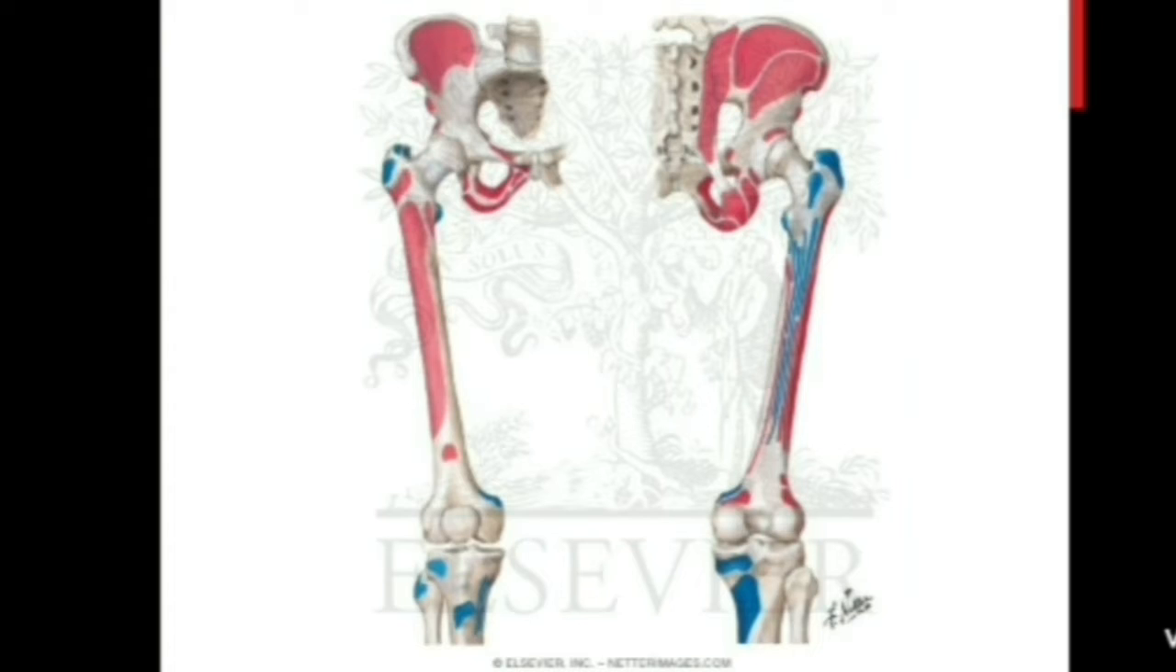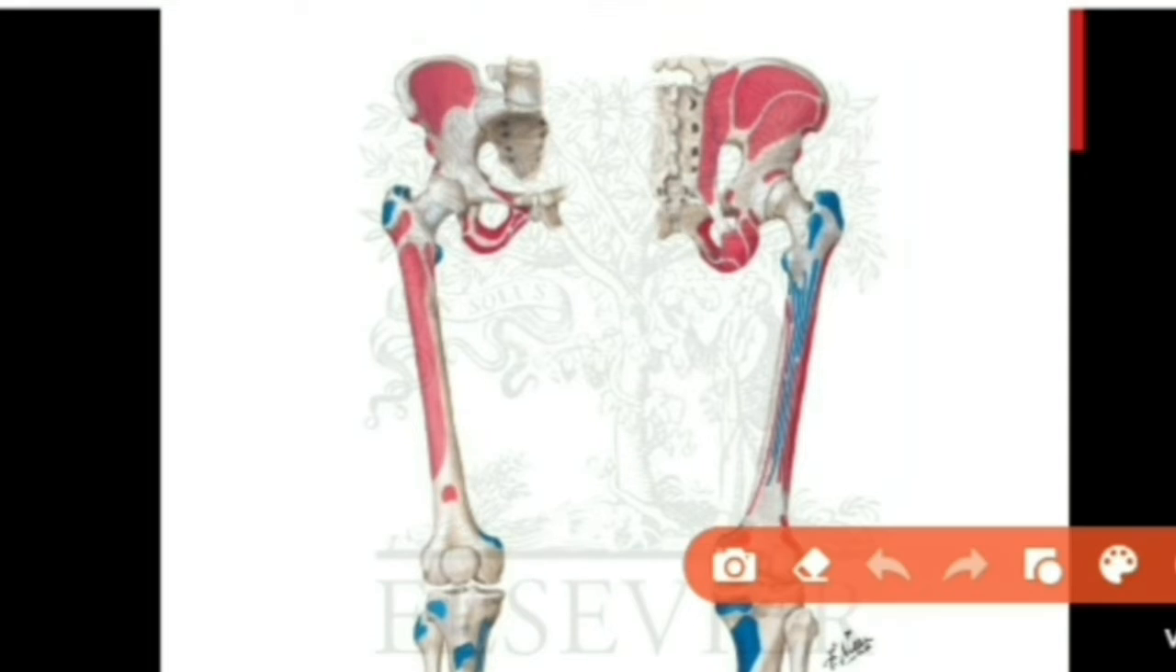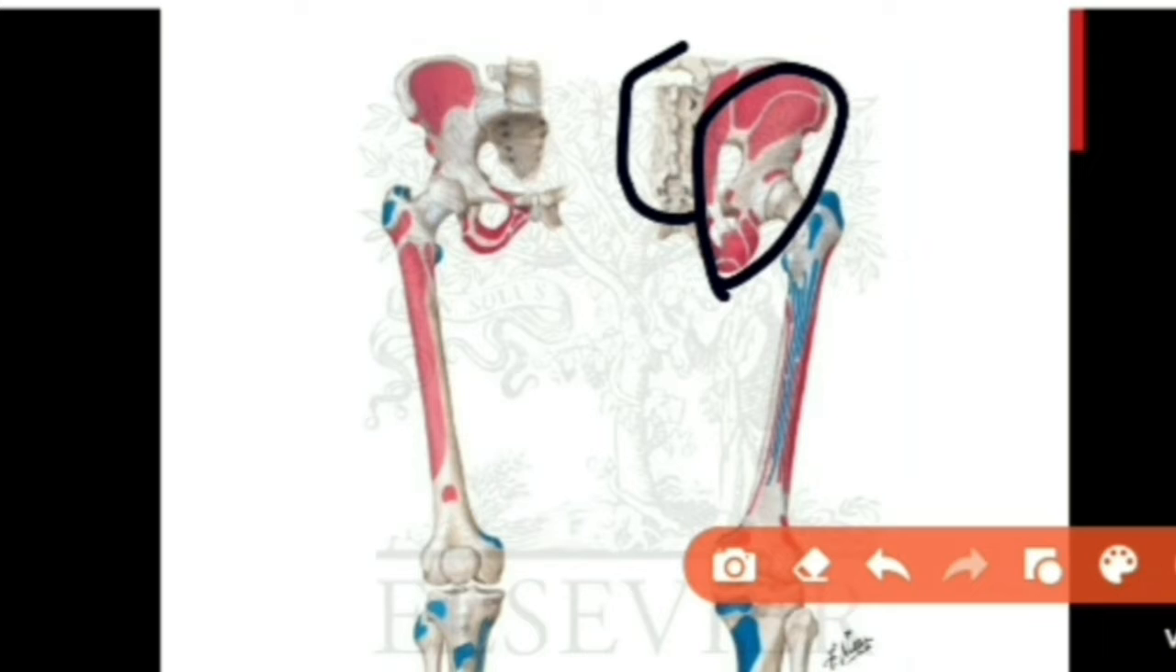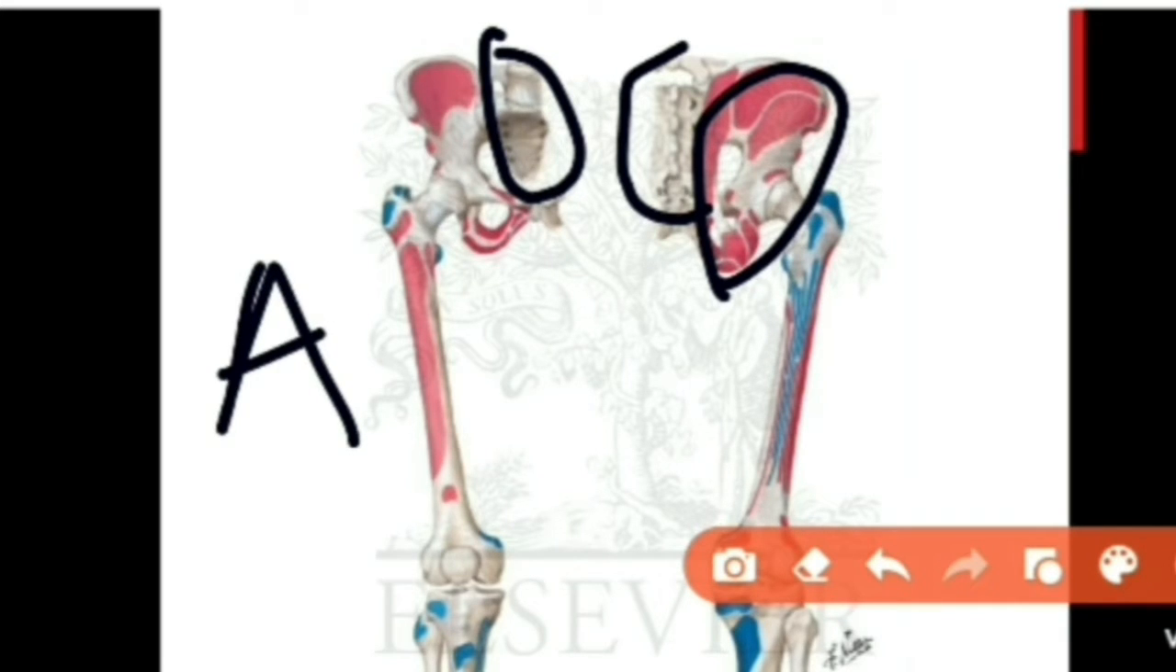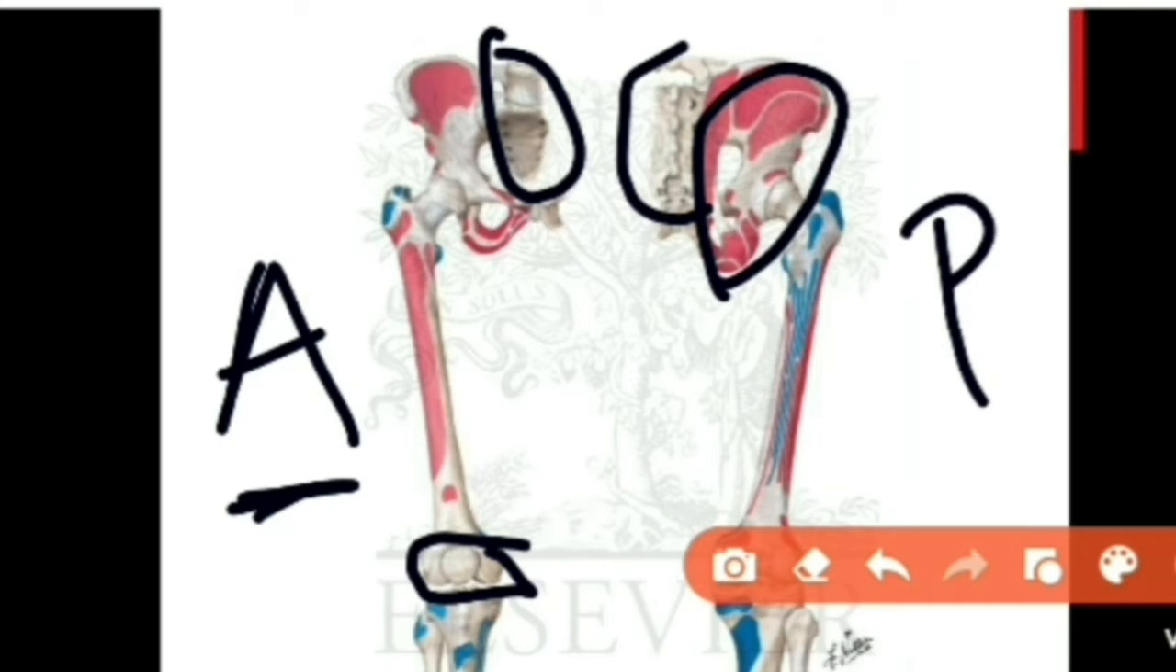Now we're going to take a look at the bony attachments of these muscles, which is very important for us. So let's take a look. This is the hip bone and this is the vertebra, obviously. Now this is the anterior view, whereas this is the posterior view. We figure out this is the anterior view because we see the patella here, okay? And so this is the posterior view.